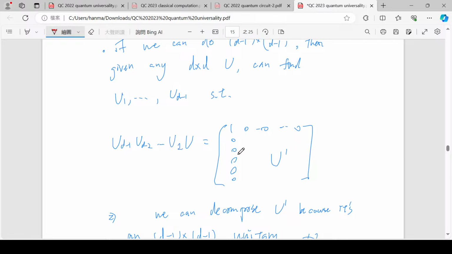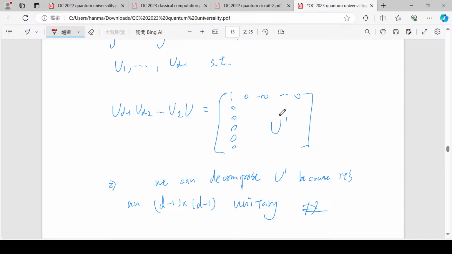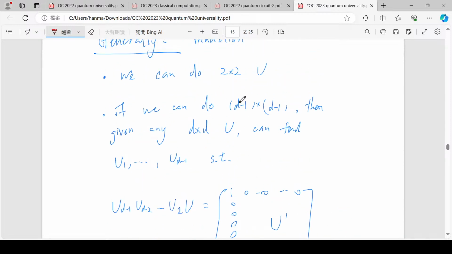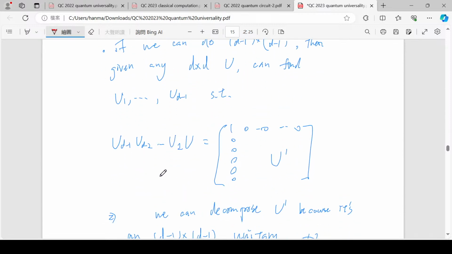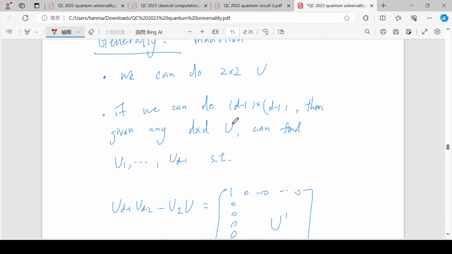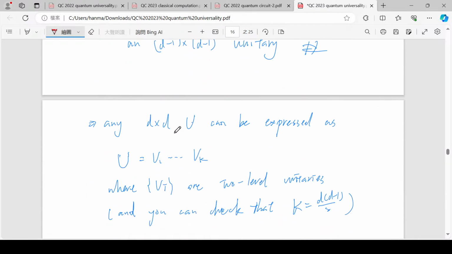So you reduce your problem to this block diagonal form, where the extra dimension is just 1 now, and then you get a d minus 1 by d minus 1 unitary U prime here. We say that we can already decompose that into 2-level unitaries, so you can also decompose a d by d unitary into 2-level unitaries.